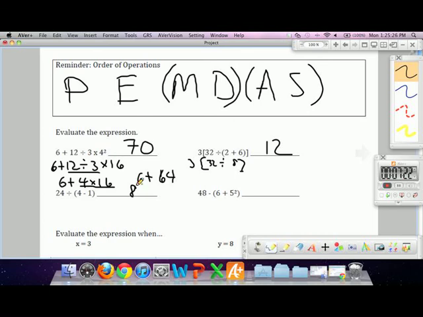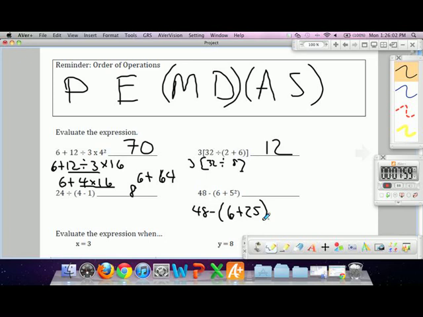So if we're just looking inside the parentheses, what's the first thing that order of operations says we need to do? Exponents. So before you go and add the 6 and the 5, you better figure out the exponent first. So we better start with 48 minus 6 plus 25. We'll figure out the exponent first. We're still inside parentheses. They're not finished yet. Now we can add and subtract. And now you'll get 48 minus 31.